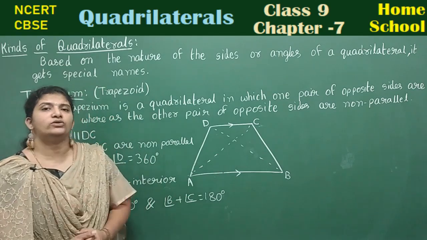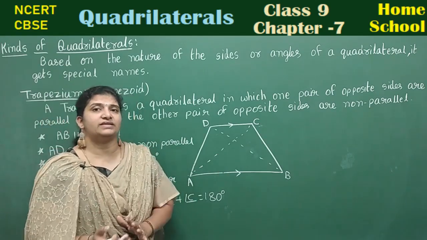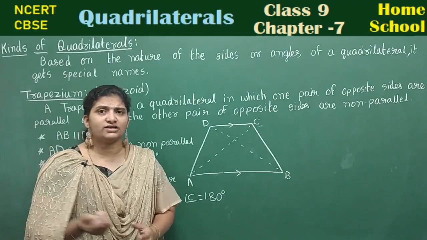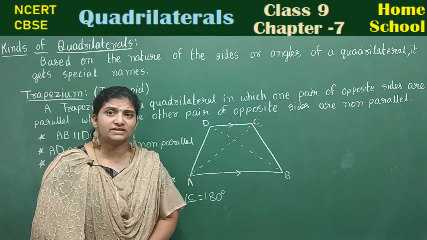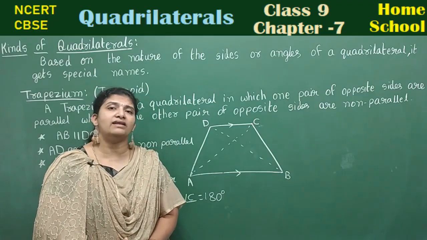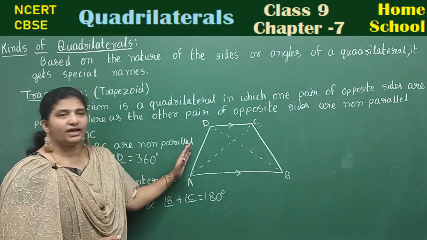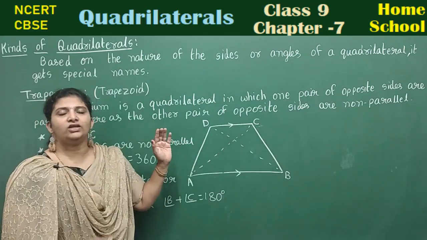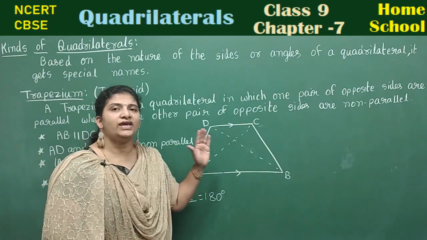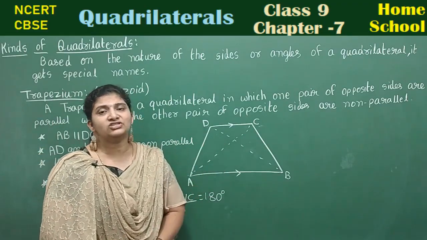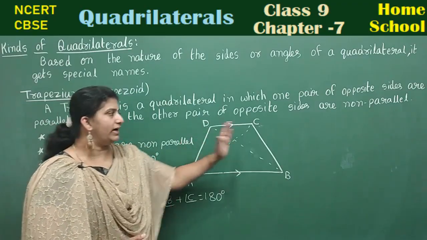One condition you need to understand: this trapezium we call an isosceles trapezium. When do we call it an isosceles trapezium? When the non-parallel sides are equal in length. Which are the non-parallel sides here? AD and BC. If the non-parallel sides of a trapezium are equal in length, we call that trapezium an isosceles trapezium. That means AD is equal to BC.